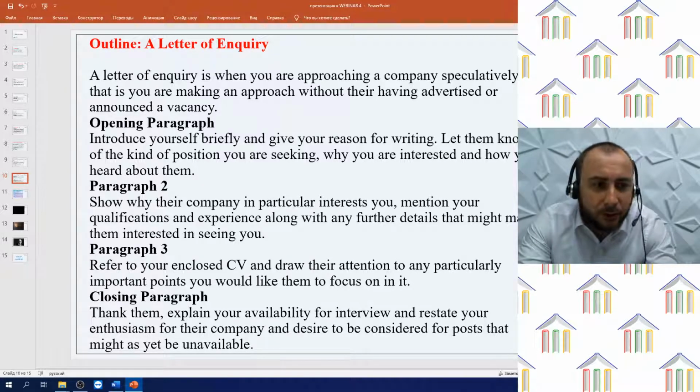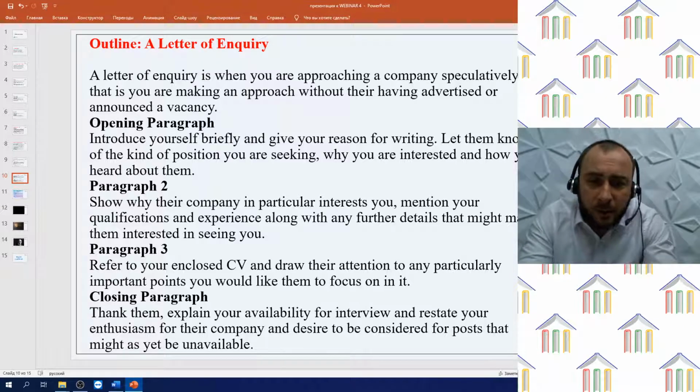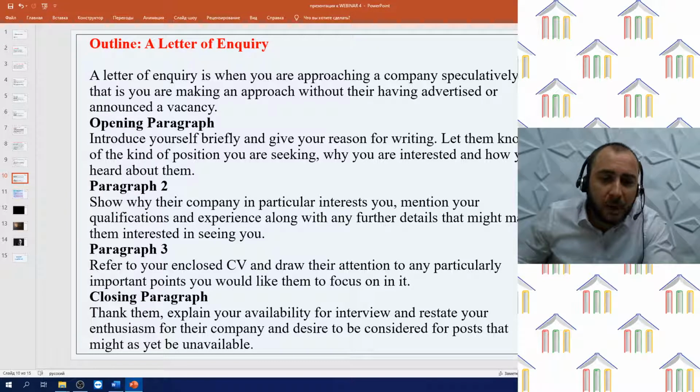Paragraph 3. Refer to your enclosed CV and draw their attention to any particularly important points you would like them to focus on in it. Closing paragraph. Thank them, explain your availability for interview, and restate your enthusiasm for their company and desire to be considered for posts that might as yet be unavailable.